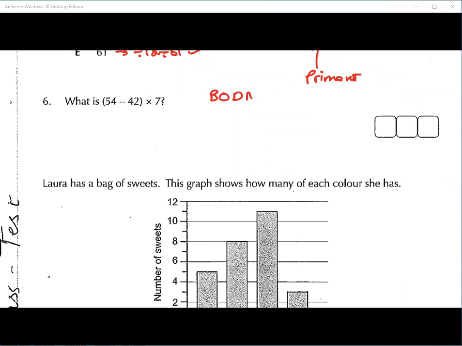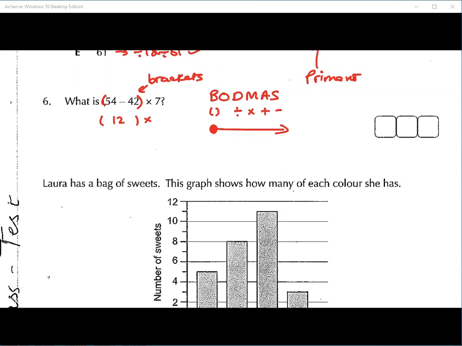What is 54 take away 42 times 7? So which do you do first? We always do the brackets first. When you do BODMAS, that's the order. So what's 54 minus 42? 12. Okay, so you got 12.